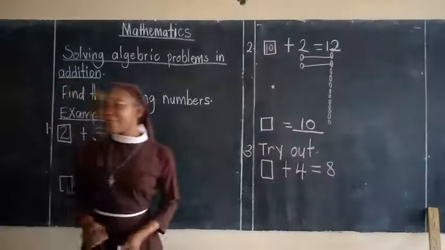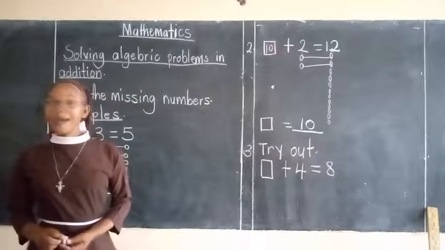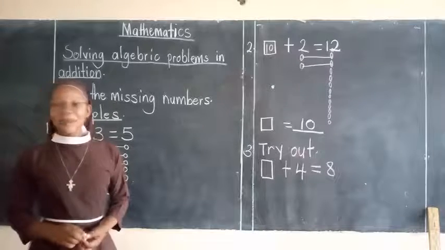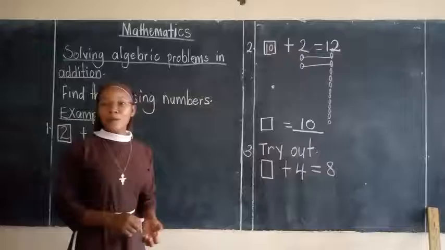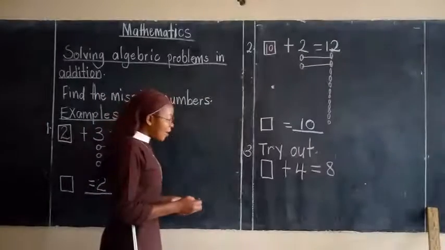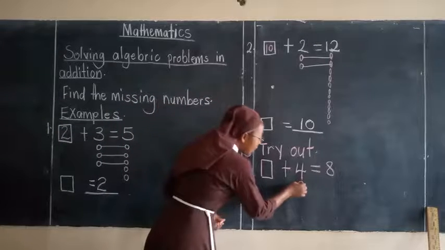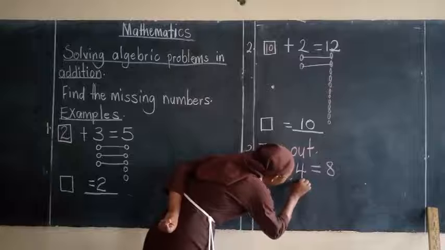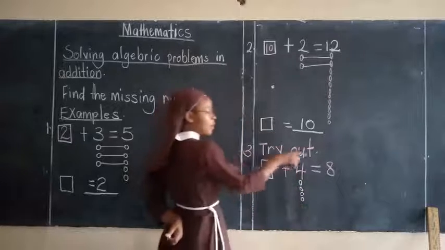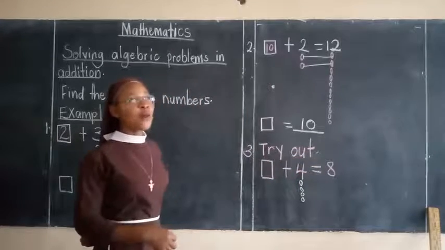Wow! Agnes is very fast. She wants to give us the answer. Has she finished trying out? Yes, Agnes. Keep your answer. Now for those of you who have not yet finished, do not worry. Let's work out together. Since we are supposed to subtract, we draw 4 balls here: 1, 2, 3, 4. And how many are we drawing here? We are drawing 8.